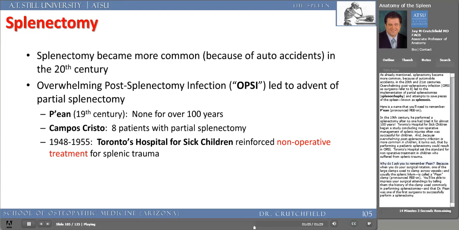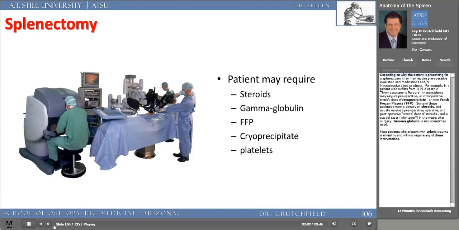Why do I ask you to remember Peon? Because when you do your surgical rotations, one of the large clamps that's used to clamp across vessels, usually the splenic hilum, is called a Peon clamp. You'll be able to impress your surgical attending by telling him the history of the clamp that's used, that Dr. Peon was one of the first surgeons to perform a successful splenectomy.